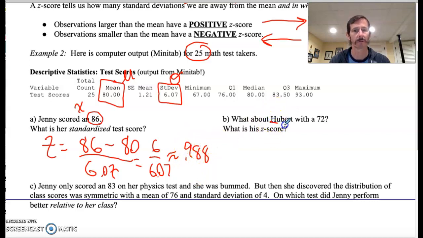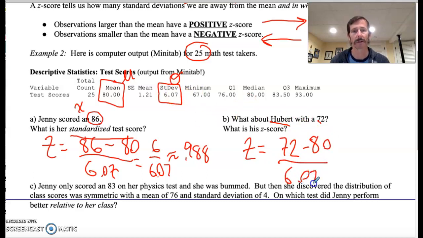Now we have another student. He got a 72. So to find his z-score, which is the same as asking for a standardized score, we take his score, the value of interest, minus the mean, which was 80, and divide by the standard deviation, which is 6.07.